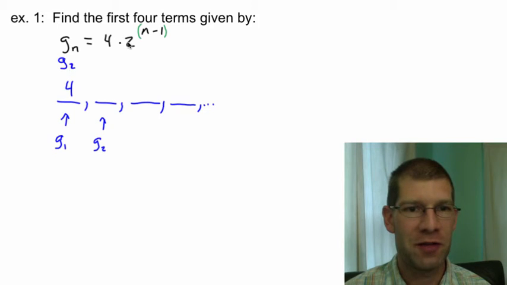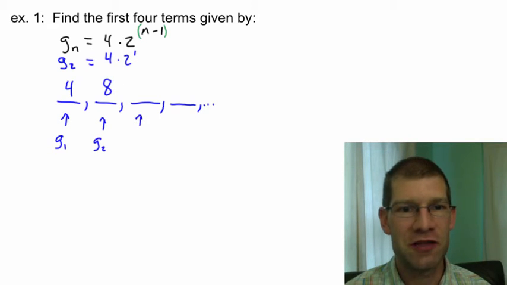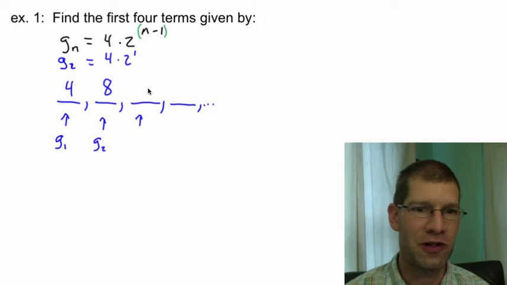So now n is going to be a 2, so we have 2 minus 1, that becomes 4 times 2 to the first, which gives me 8. So you could go through for each of them, put in a 3, put in a 4, and so on, and you'd find that then you'd get a 16 and a 32.